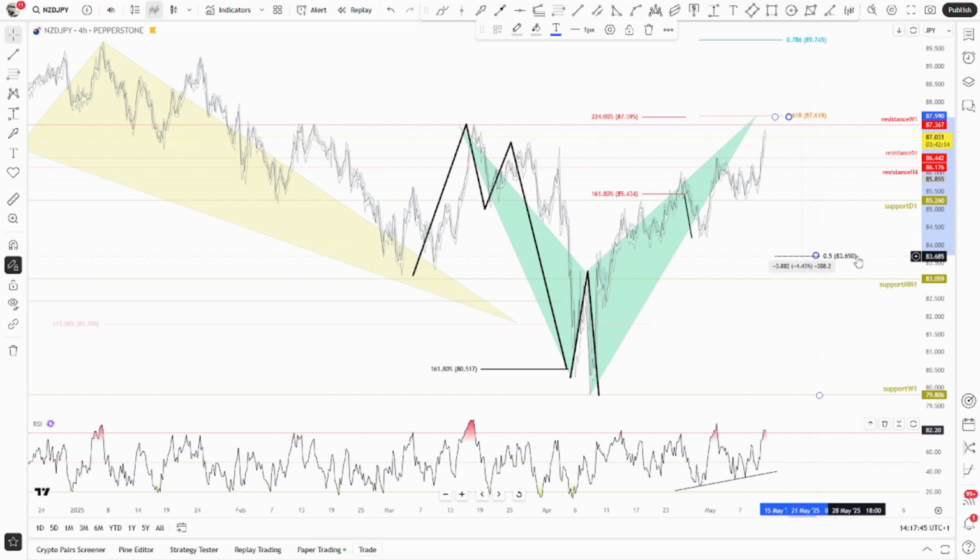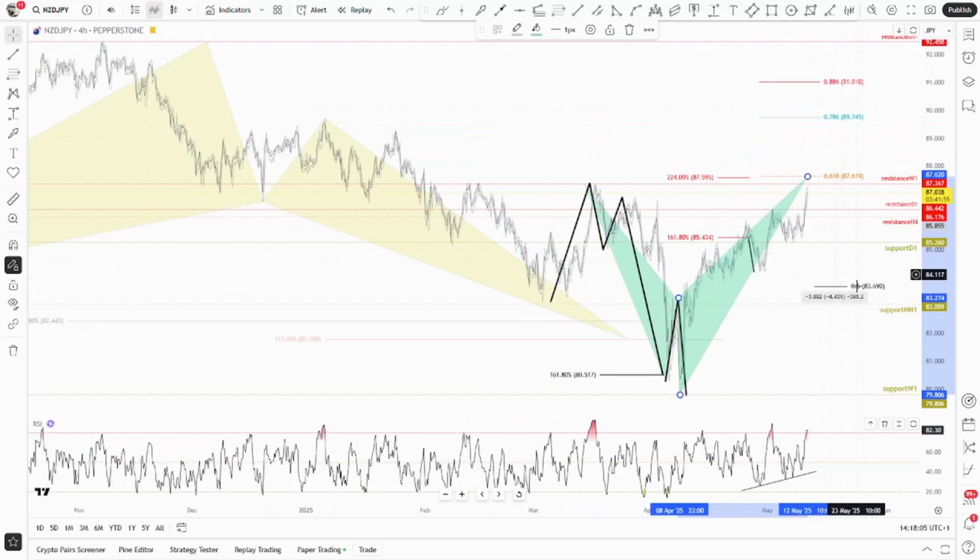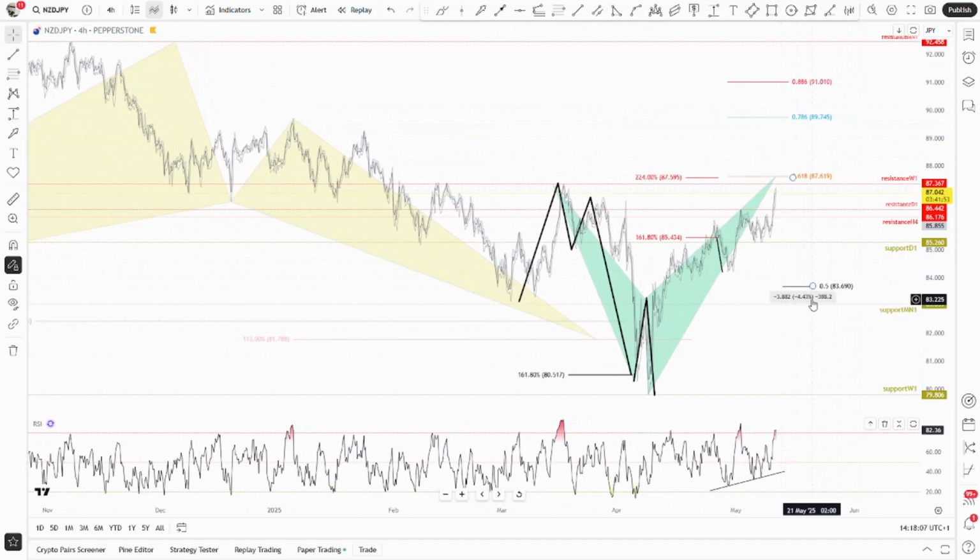Okay, so we have the 50% Fibonacci retracement at 83.69. That's the default target for the shark pattern, the 50% Fibonacci retracement level. If that pattern completes, we may anticipate a move towards these levels. That of course offers you a nice risk reward opportunity.